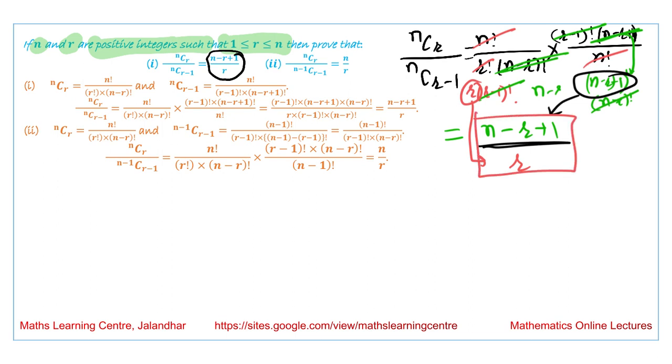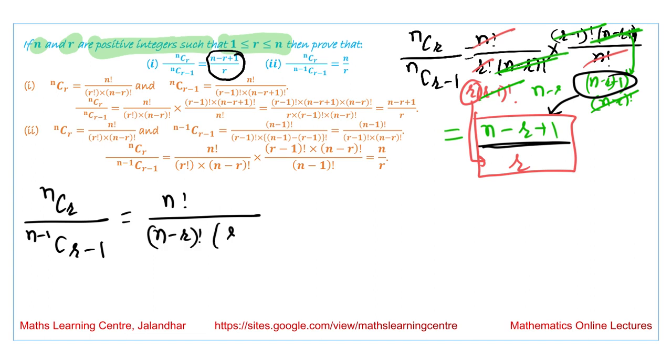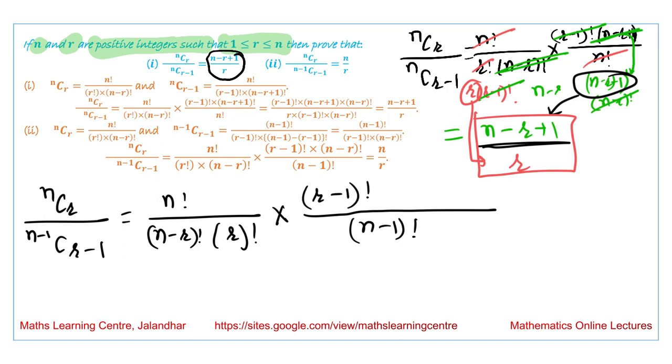Next is nCr divided by (n minus 1)C(r minus 1). So if we divide these values, we will have n factorial over (n minus r) factorial into r factorial, divided by (n minus 1) factorial, then (r minus 1) factorial, then (n minus 1 minus r plus 1) factorial. Now these two terms get cancelled, we are left with this (n minus r) factorial. This term gets cancelled over here.